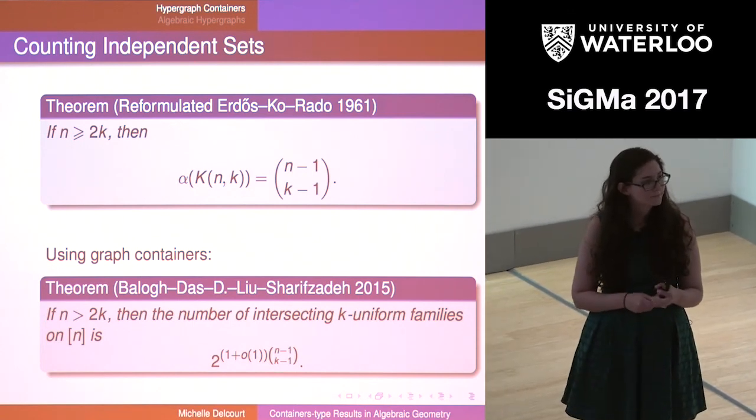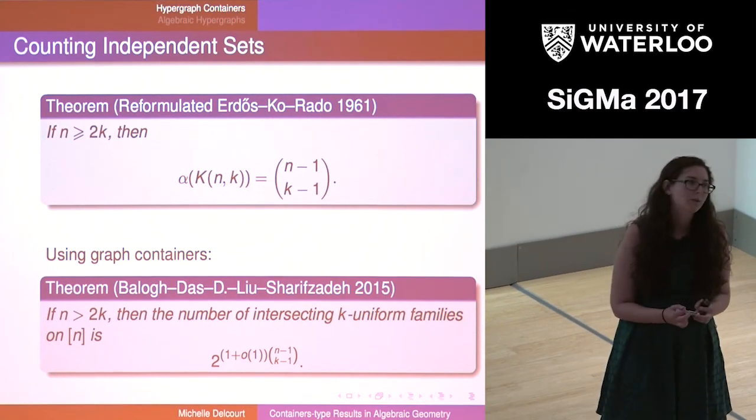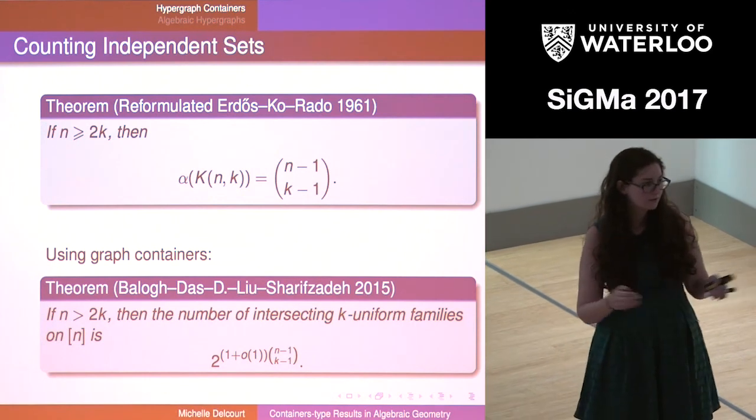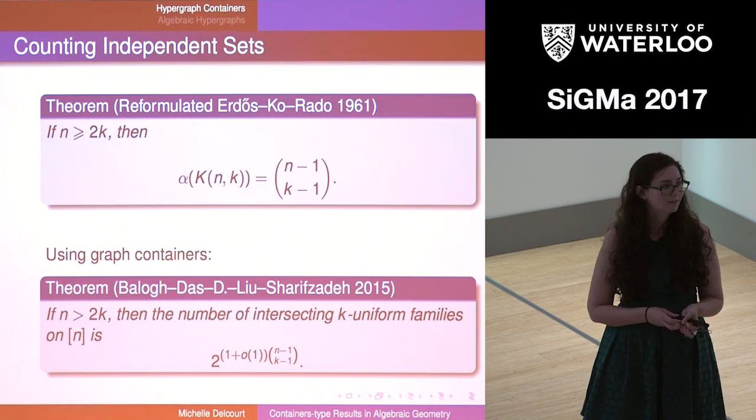Does it work for non-uniform hypergraphs? So I believe if you do k-bounded, it should work. Don't quote me on that though. But yeah.